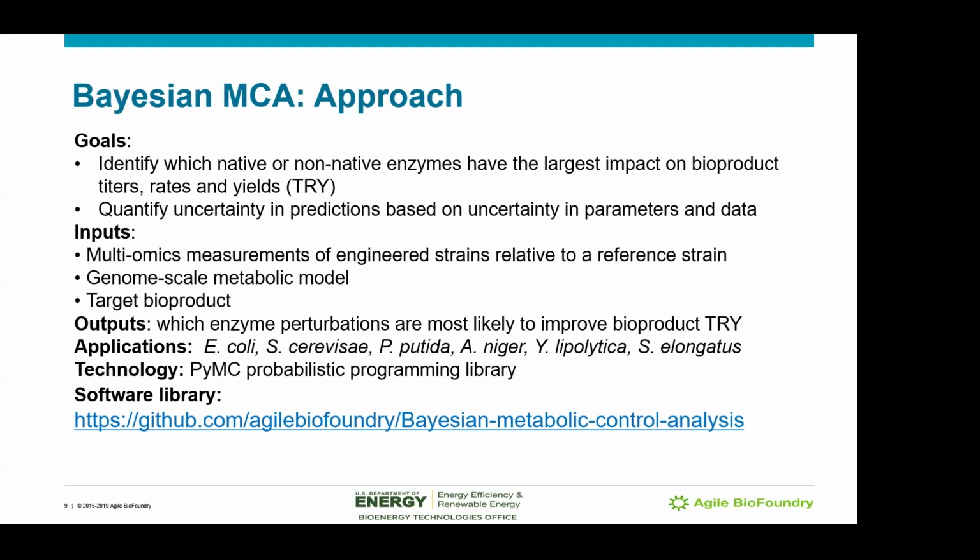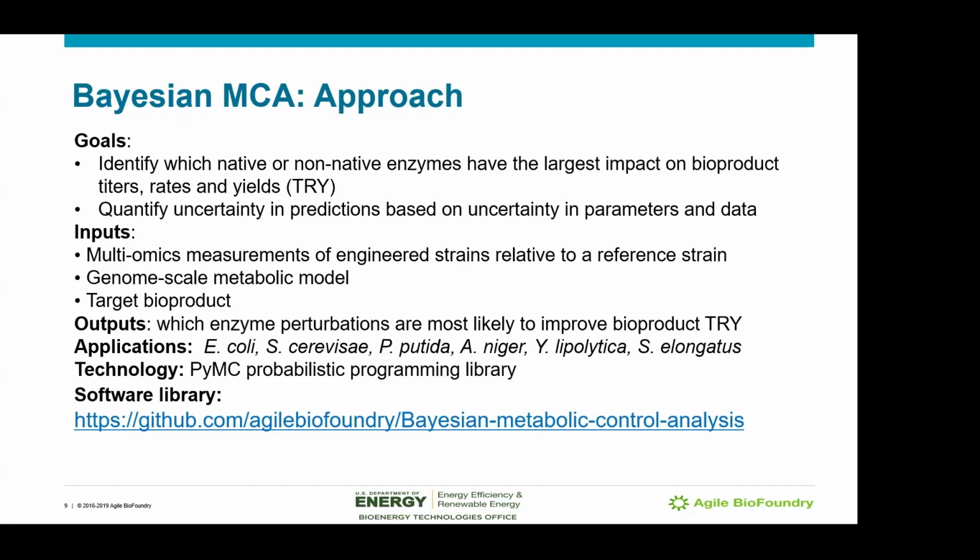Name is Jeremy Zucker, and today I'd like to introduce you to a powerful tool we've developed called Bayesian Metabolic Control Analysis. This tool leverages our expertise to identify which native or non-native enzymes have the largest impact on bioproduct titers, rates, and yields. Now, this tool is built on top of the PyMC probabilistic programming library, and it's designed to quantify the uncertainty in predictions based on the uncertainty in parameters in the data that we provide.